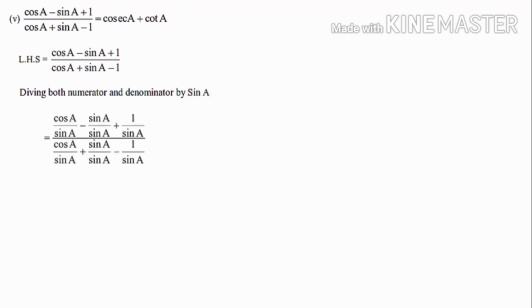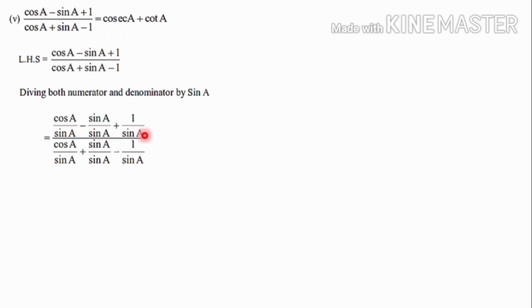Means if you want to get cot theta, we need a cos theta by sin theta term, or a cos A by sin A term. Here cos A is there, but division by sin A is not there. So let's divide both numerator and denominator by sin A because we need cot A. Each term we are dividing with sin A, that is cos A by sin A, then sin A divided by sin A, plus 1 divided by sin A.